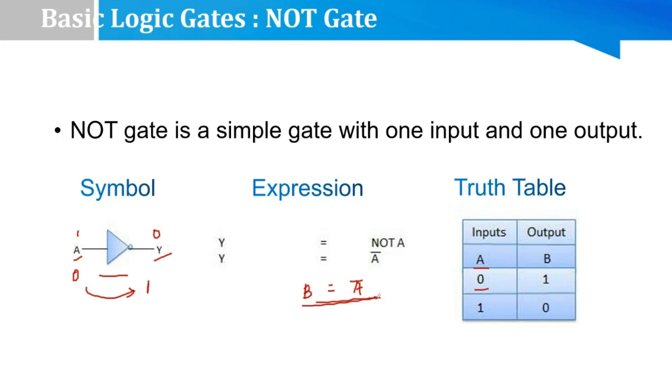So here, if you give the input as 1, you will get the inverted output, so the output will be 0. Whatever you are giving as the input, it will give the inverted value of that. So this is the NOT gate.